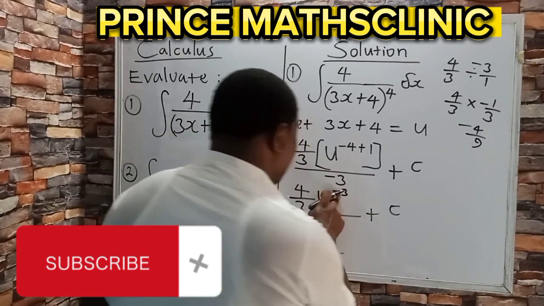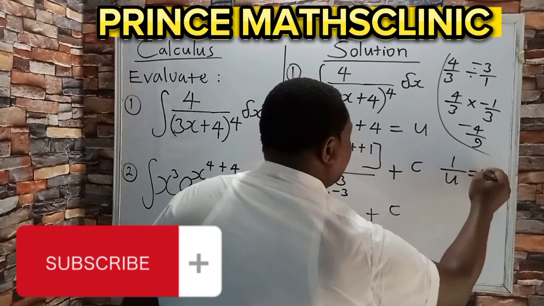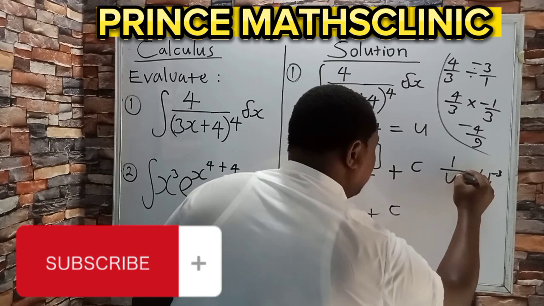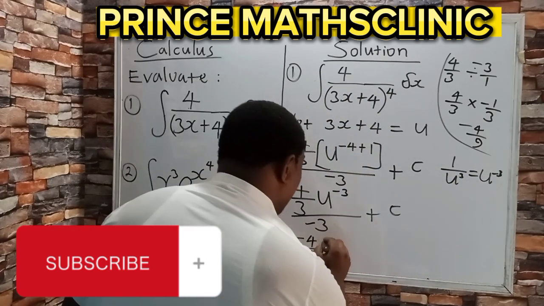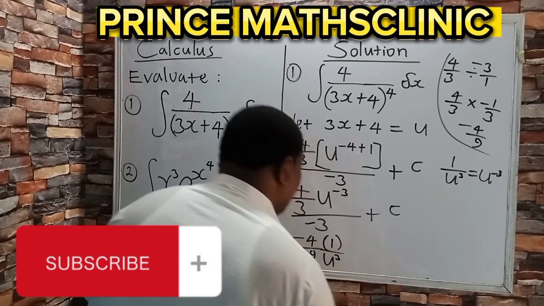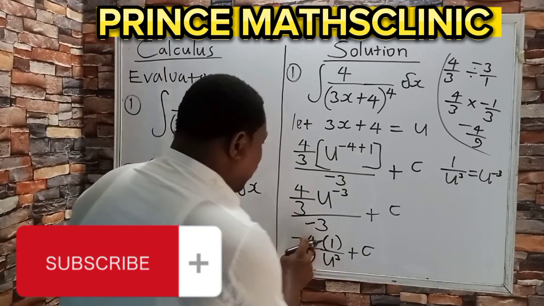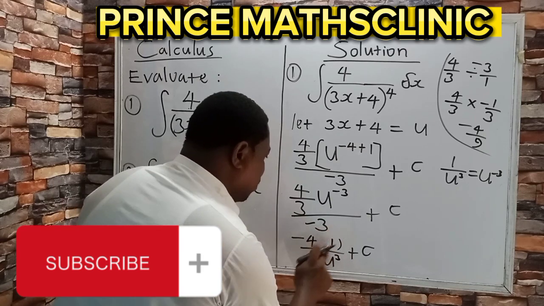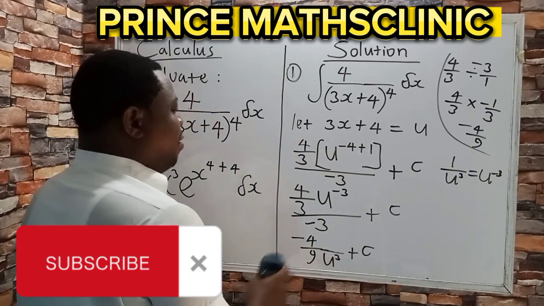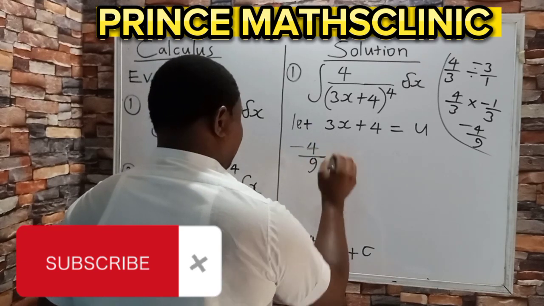Then remember, we said that when you have 1 over u, it can be written as u to the power of negative 1. So this is negative 3. So this can be 1 over u cubed. So this becomes what? Times 1 over u to the power of 3. Then plus our constant. So that means our value becomes minus 4 over 9.